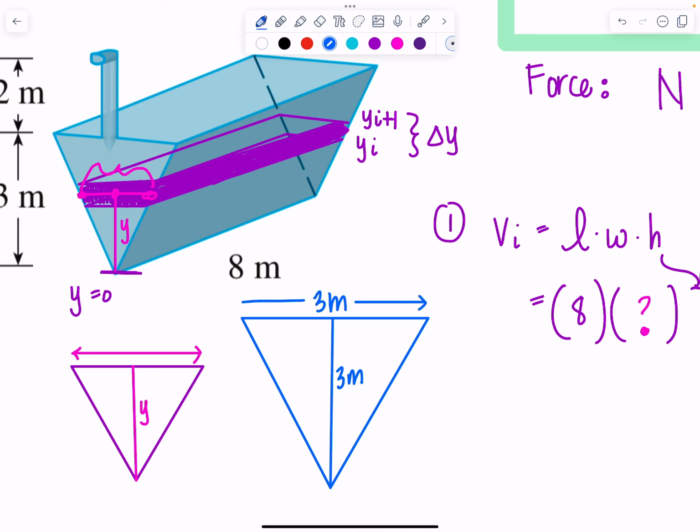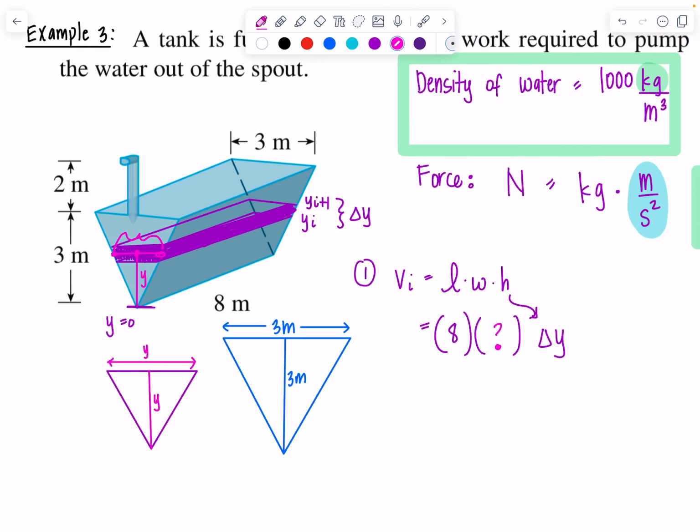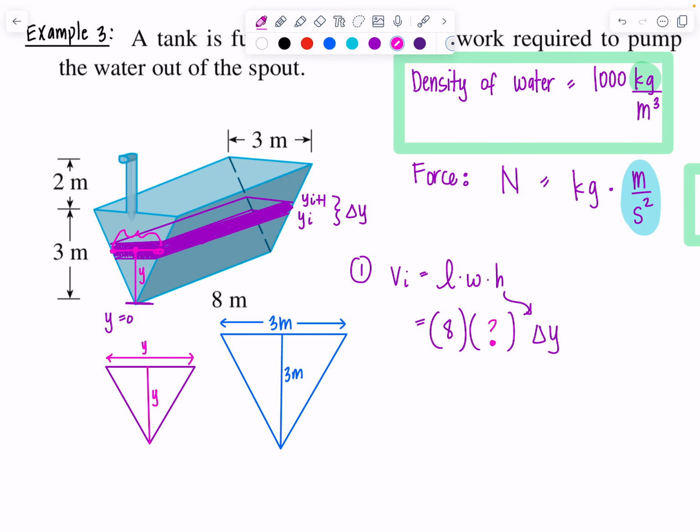And so you see how this little baby triangle is nested inside of the larger one? That means they're similar triangles. So the sides are in proportion. Okay, so since the height is equal to the width of the larger one, the same must be true in this baby one. If the height is y, then the width all the way across here is also y. Fabulous. Okay, so then instead of a question mark, I'm going to put a y there now. So v sub I is 8y delta y.